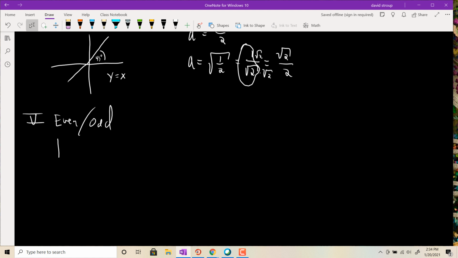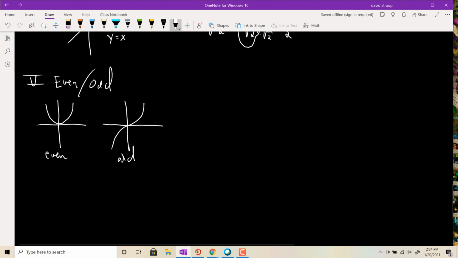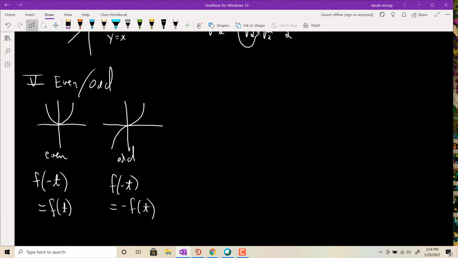You may remember from pre-calc, even functions had y-axis symmetry, so this would be an even function. Odd functions have origin symmetry, so a cubic would be an odd function. The main litmus test for evens is you plug in negative t instead of t, and if the output is just plain old f of t, then it's even. For odd, if you plug in a negative t for t and you get out negative f of t, then it's odd.